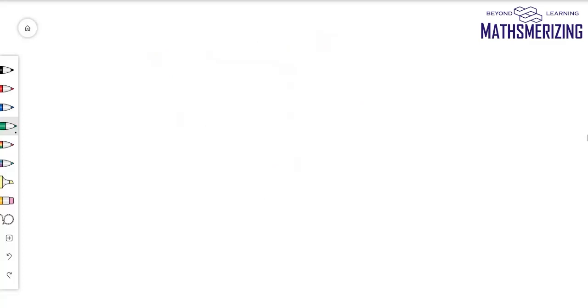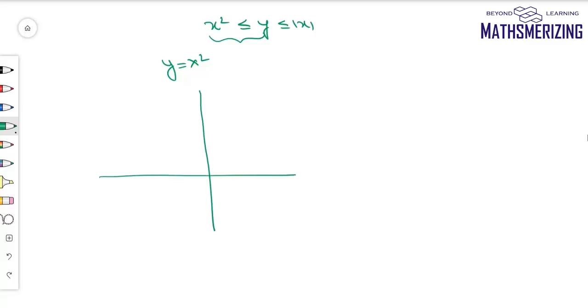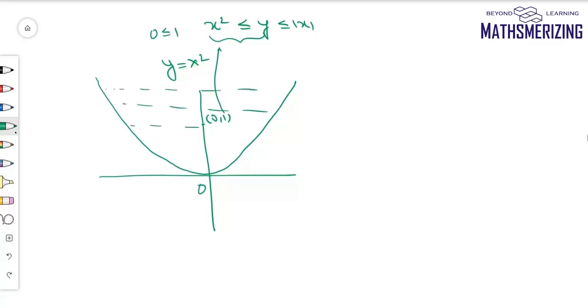I'll take another example. Say, represent the region x square is less than or equal to y is less than or equal to mod x. My first graph is y equals x square, so I'll draw the graph of y equals x square. Then I'll choose any random point, maybe 0, 1. I'll put it in the inequality. So x is 0, y is 1. That means it will represent all the points which lie inside this parabola. Now I'll come to the second graph, which is y equals mod of x. So I'll draw y equals mod x.